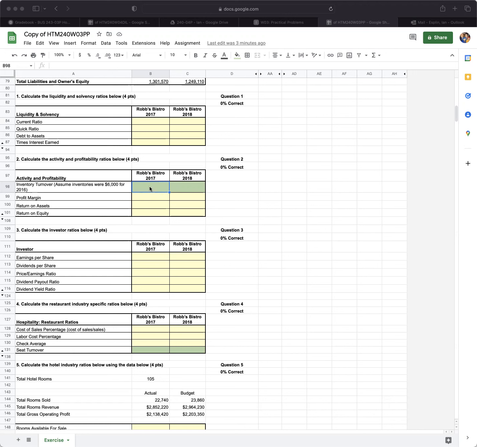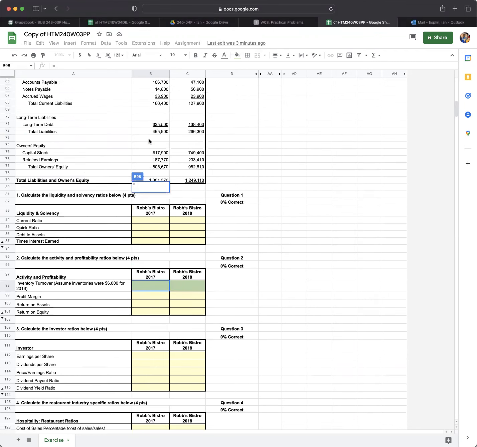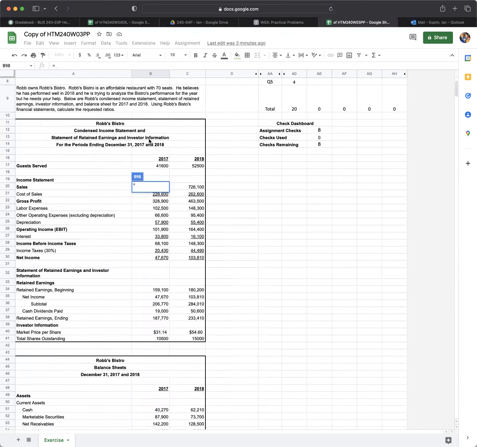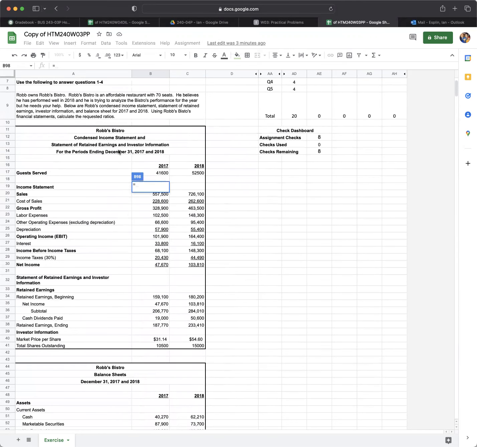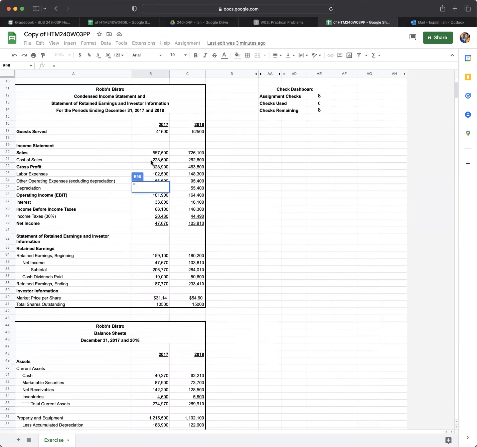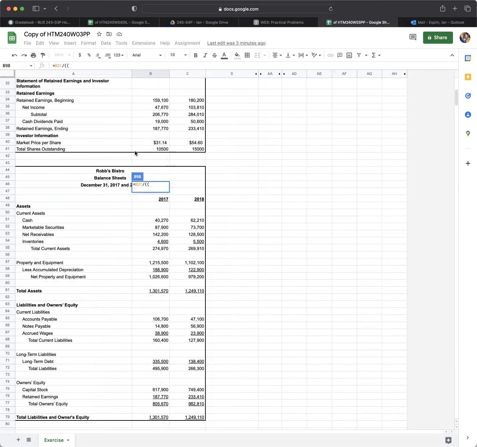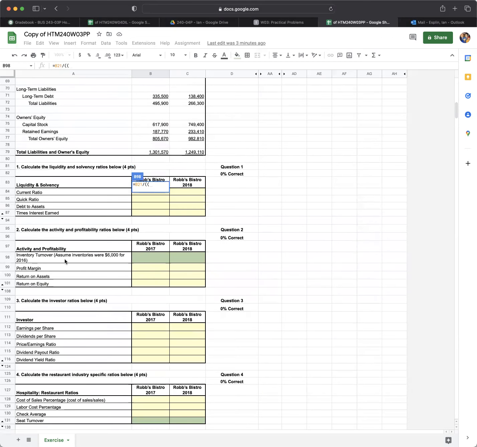So inventory turnover, I can see why you struggle with this one. This one's a little difficult. So what we're gonna do is start the formula with equals, and we need the cost of sales, which we have to go back up to the income statement for. So cost of sales is gonna be the 228,600. You're gonna need to divide that. Now you'll see why I have two parentheses in just a moment. So if you read the instructions, it says assume inventories were 6,000 for 2016 because we're calculating 2017.